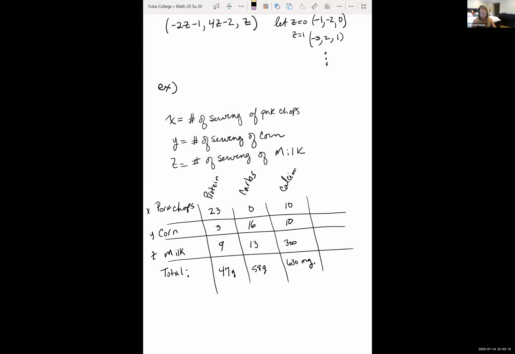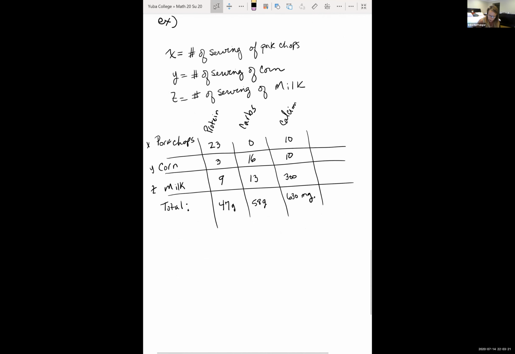So we pretty much have our equation or our system all set up. So for protein, for pork chops, there's 23 grams, so 23x, plus for corn, there's 3 grams and so times y, plus 9 times z. This has to equal a total where they need 47 grams of that protein.